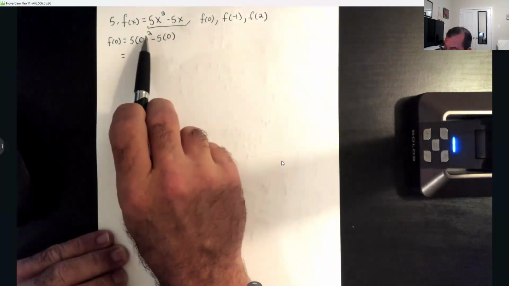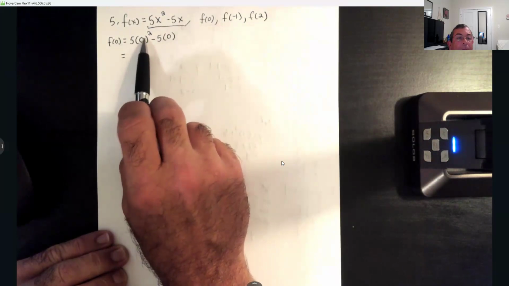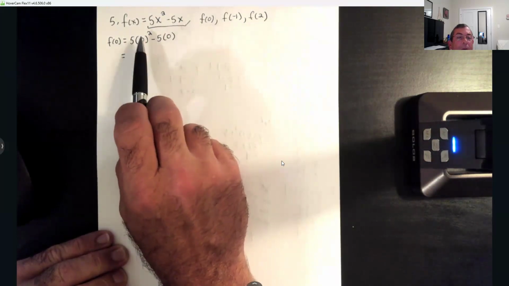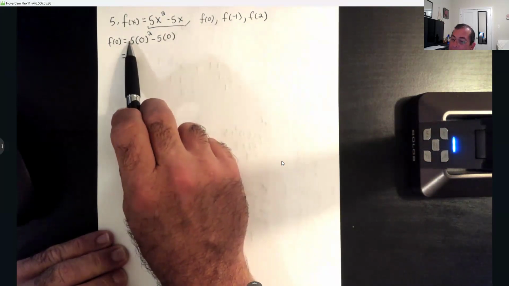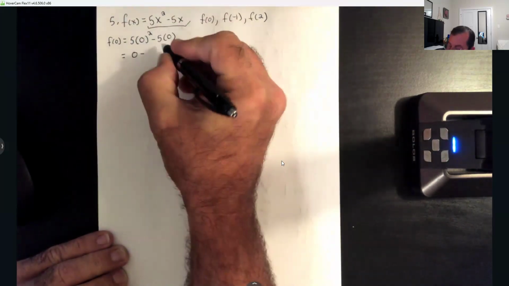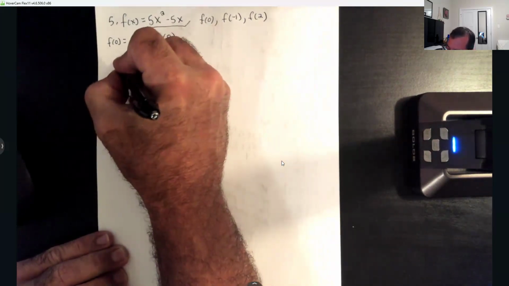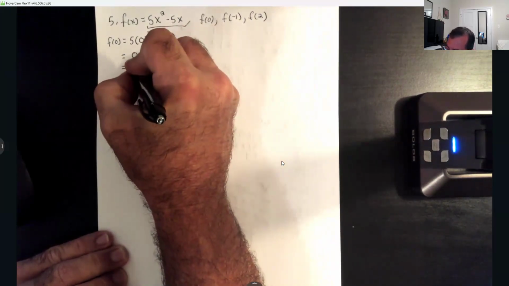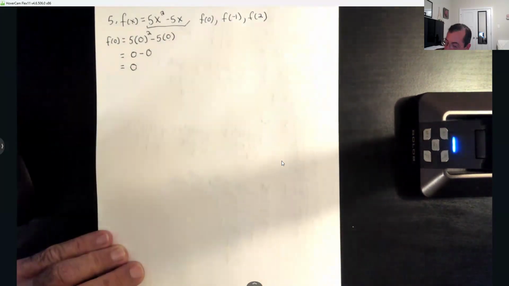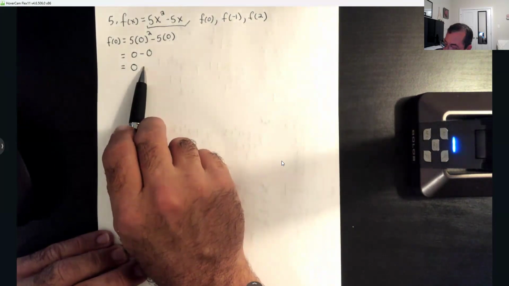All right, let's work this. You have to start with the exponent. 0 squared is 0. 0 times 5 is 0. Minus 5 times 0, which is 0. And 0 minus 0 gives me 0. So f of 0 equals 0.